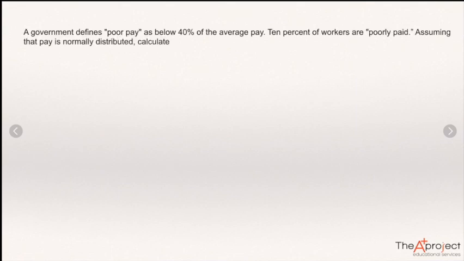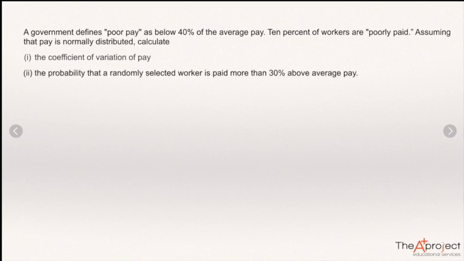In the present video, I will be explaining the following problem. A government defines poor pay as below 40% of the average pay. 10% of workers are poorly paid. Assuming the pay is normally distributed, calculate first, the coefficient of variation of pay. Second, the probability that a randomly selected worker is paid more than 30% above average pay.